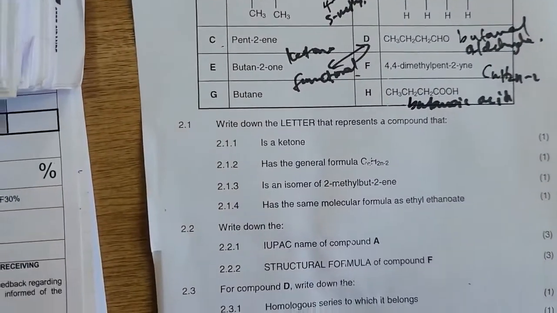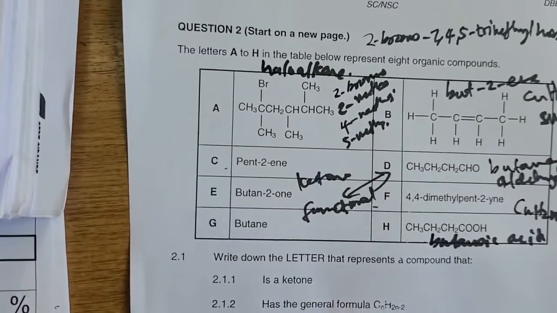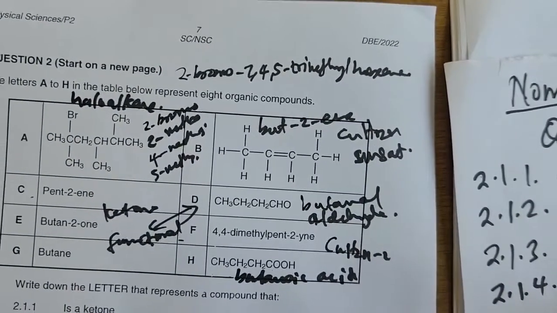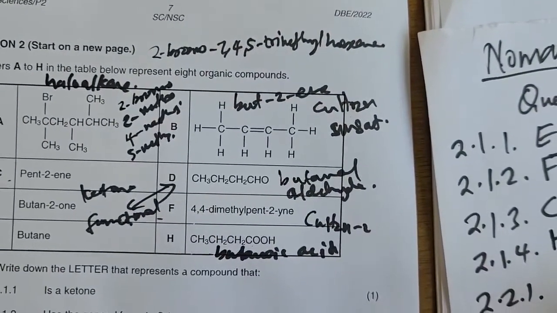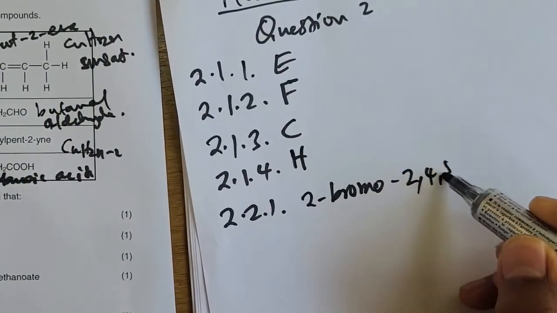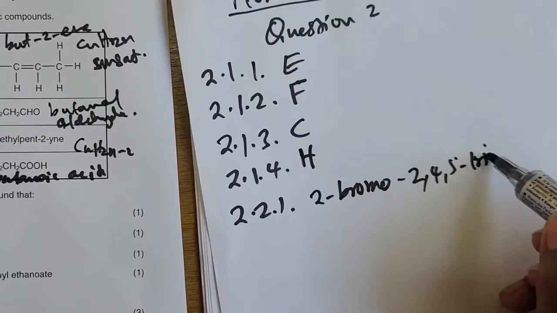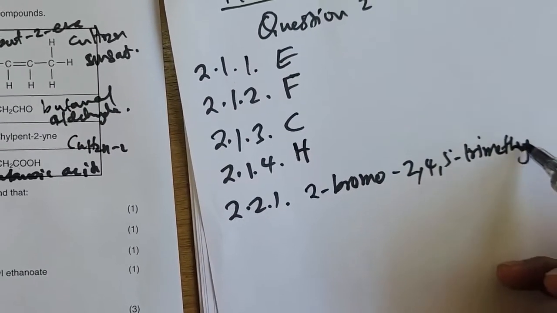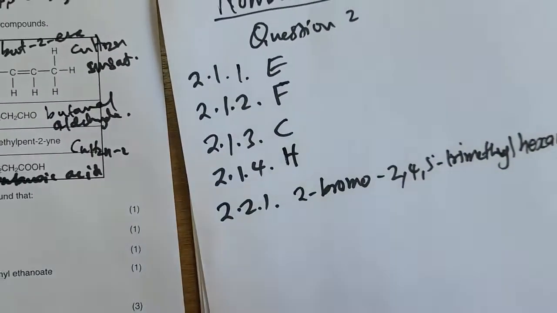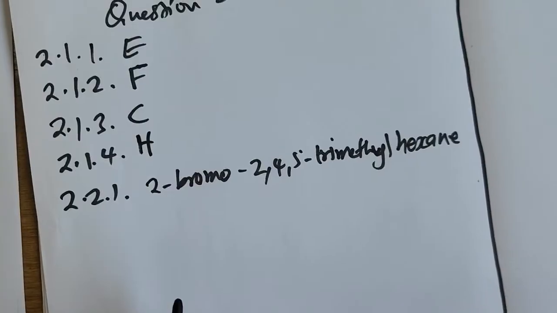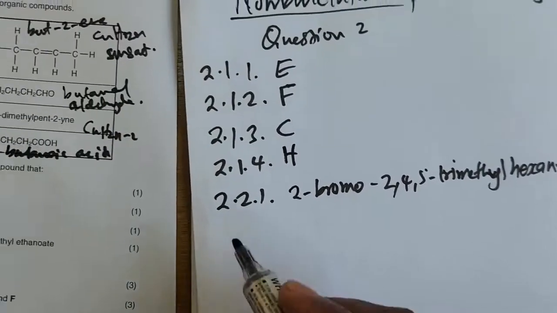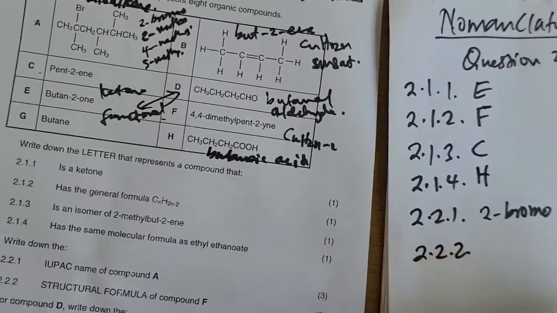2.2.1, let's write down the IUPAC name of A. We have already done that. In that one, that's the advantage of analysis. Therefore, we'll have 2-bromo-2,4,5-trimethyl in a hexane structure. Good. 2-bromo-2,4,5-trimethylhexane.